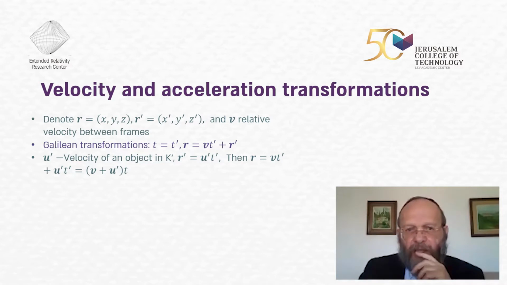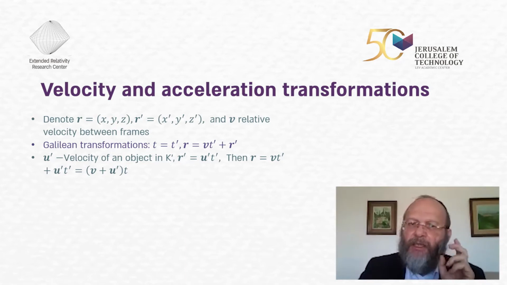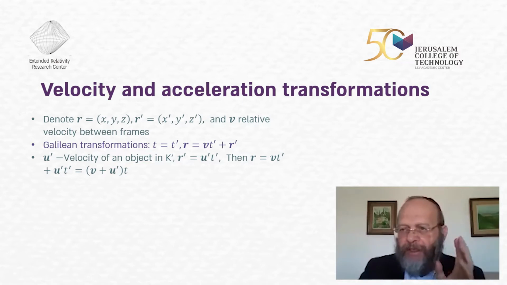Here it's written: r has to be equal to v t prime plus r prime, and we substitute this one. We can take out t prime, and we get v plus u prime, and using t prime equals t, that means that in my system K, r is equal to (v plus u prime) times t. So that's what is called velocity addition. It's really not addition because the roles of v and u prime are not the same.